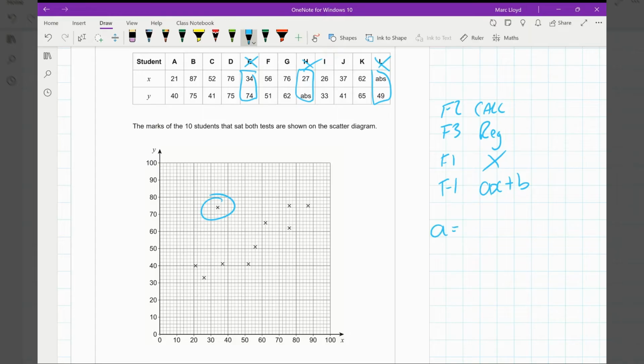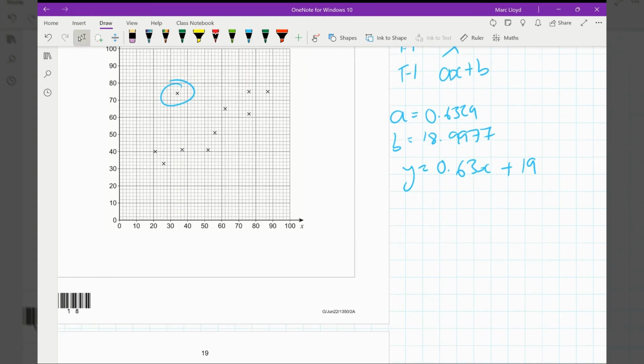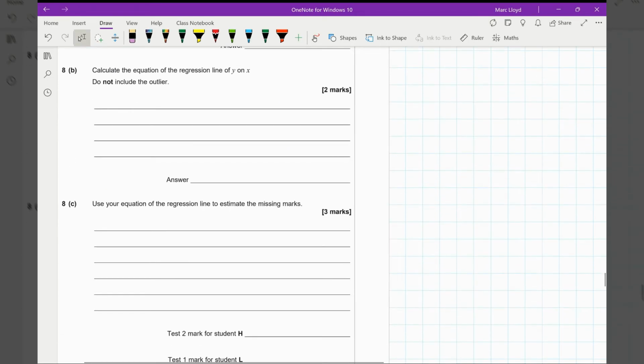So it says A equals 0.6329 and B equals 18.9977. So when I put that into my graph, I'm going to get Y equals 0.63x, and then we'll round that to plus 19. So that will be our regression line. Let me just rewrite that: Y equals 0.63x plus 19.